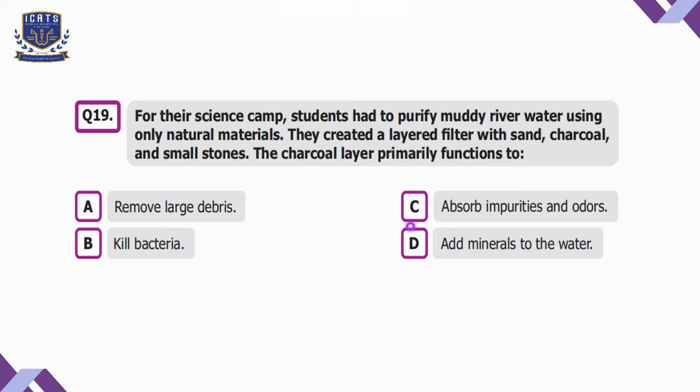And option D, add minerals to the water, is not right because charcoal does not add minerals. It may remove some minerals through absorption. So we will select option C here.